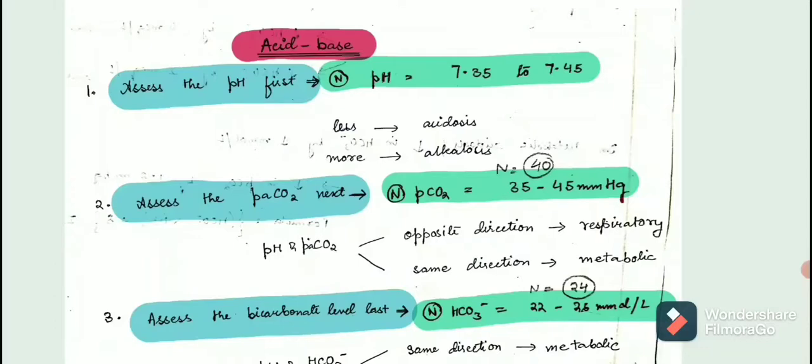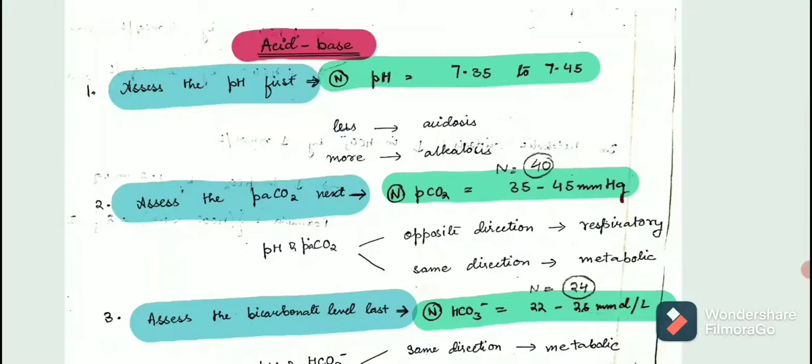Now, normal pH is 7.35 to 7.45. If it is less, that is less than 7.35, then we call this acidosis. And if it is more, that is more than 7.45, then we call this alkalosis. Next, we will assess the PaCO2. Normal PaCO2 is 35 to 45 millimeter of Hg.